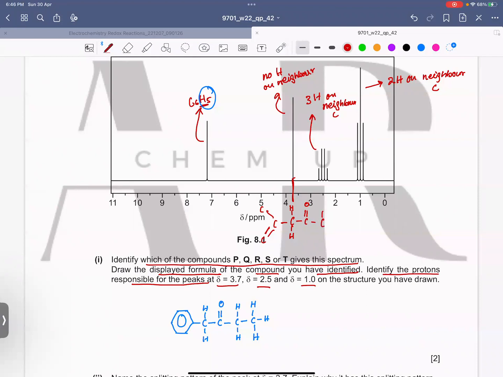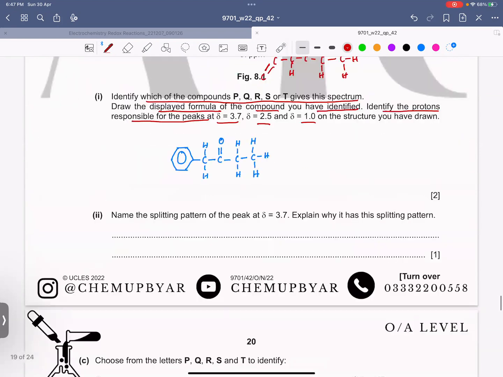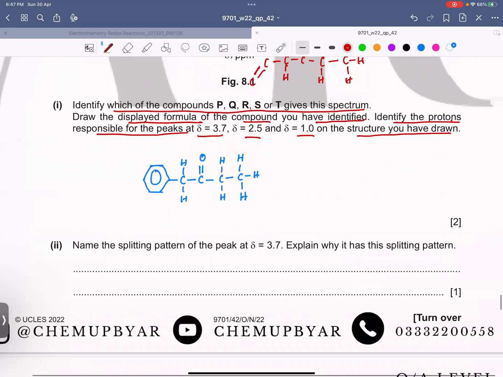ठीक है सर. And here I have a CH2, and on its neighbor there is a CH3. So this is the peak of these two hydrogens over here, and this is the peak of these three hydrogens over here. And this is the peak of these two hydrogens. So that's what they ask you. On the structure you have drawn, identify the protons responsible for the peaks at sigma 3.7, sigma 2.5, and sigma 1.0 on the structure you have drawn.